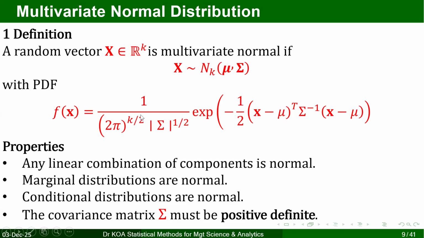It's similar to that of the normal. The only thing is that it's multivariate, so you take each particular k and extend it. The properties of the multivariate normal are that any linear combination of components is said to be normal. The marginal distributions are normal. The conditional distributions are normal. And the variance covariance matrix must be positive definite. That variance covariance matrix is what makes it multivariate, because you have to take it for each value.